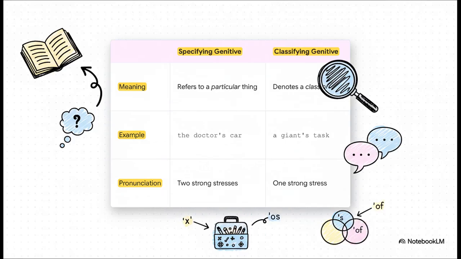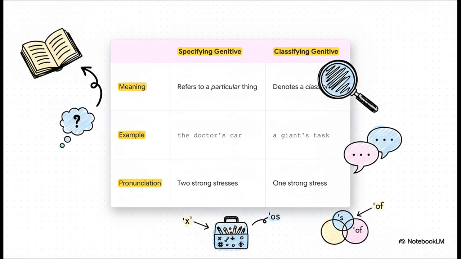Okay, so check this out. This is a huge point. Not all apostrophe S phrases mean the same thing. On one hand, you have the specifying genitive. It points to a particular owner. We're talking about that specific doctor's car. And you can hear it when you say it. There are two heavy beats, the doctor's car.